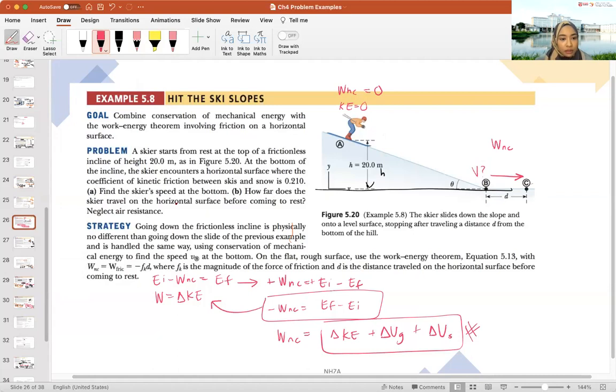And then, how far does the skier travel on the horizontal surface before coming to rest? So from the V here, we know that this would be our new U, as in initial velocity, and we want to know how far it will travel before the V becomes 0. So this is part 2. We are going to ignore part 2 for now. So let's do part 1 first.